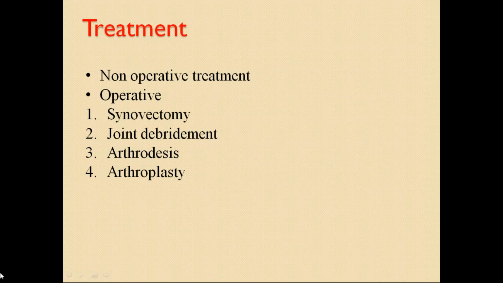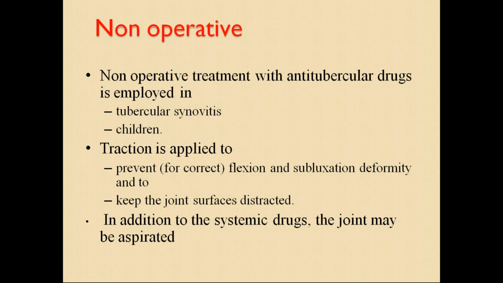So as we have discussed earlier, coming to the treatment part, one is non-operative treatment, the other is operative treatment. In operative treatment, these are the procedures we do: synovectomy, joint debridement, arthrodesis and arthroplasty. Non-operative treatment is nothing but medical management. We give anti-tuberculosis drugs, which are employed in tuberculous synovitis and in children. As I said earlier, anti-tubercular drugs for any skeletal tuberculosis are given for at least 9 months to 1 year.